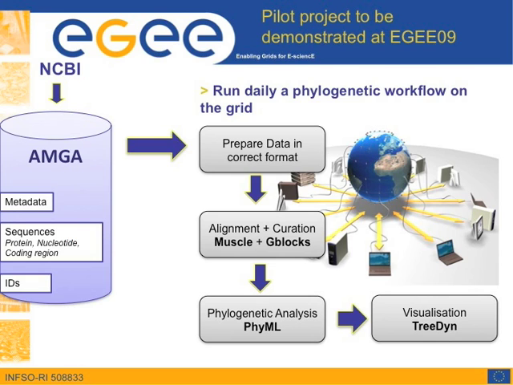The current prototype starts with a sequence preparation in correct format, then a multiple alignment using MUSCLE, followed by a curation with Gblocks to identify conserved blocks. From this step, a phylogenetic analysis is performed to obtain a branching diagram. The TreeDyn software permits the visualization of a phylogenetic tree annotated with latest sequences highlighted.